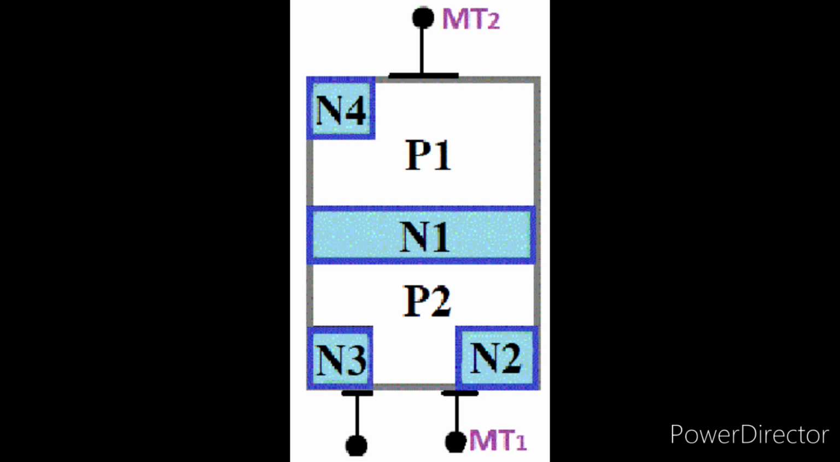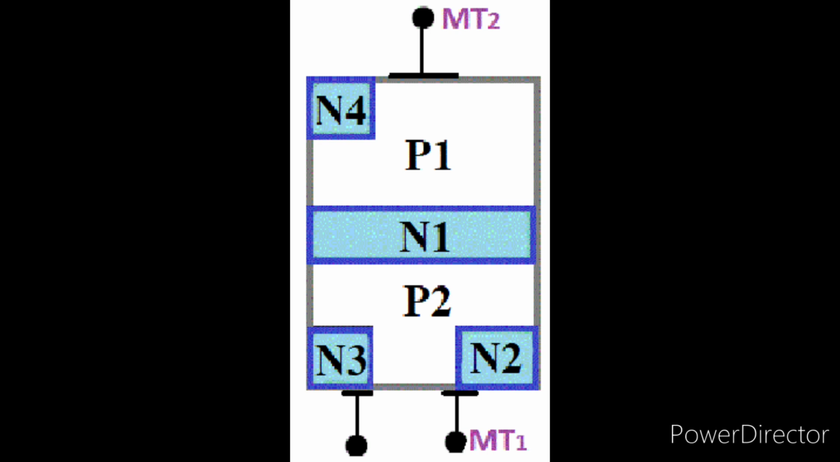When MT2 is positive with respect to MT1 but the voltage is less than forward breakover voltage, then the device does not conduct. This region of non-conduction when MT2 is positive with respect to MT1 is called the forward blocking region. Here the breakover voltage or breakdown voltage means the voltage at which the state of conduction of the device will be such that the device conducts even if this voltage is removed. So, in order to conduct the TRIAC, the voltage should be increased beyond the breakover voltage.